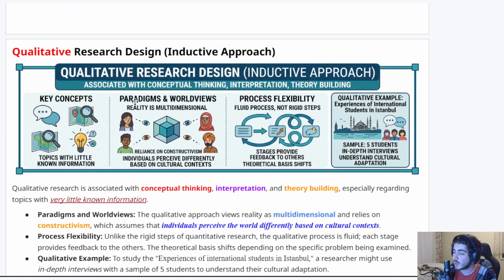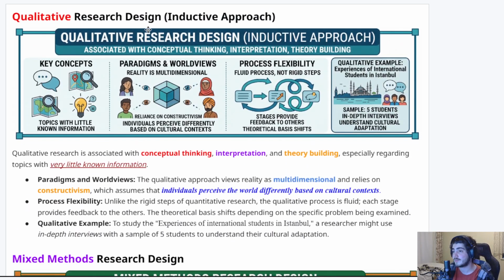Now, moving on to qualitative research design. This is the inductive approach. What was it? It was actually the creation of the theory. It's associated with conceptual thinking, interpretation, and theory building. Yeah. And it's especially regarding topics with very little known information.